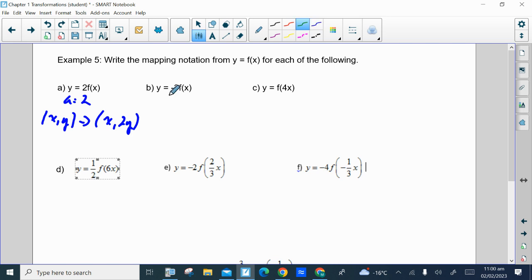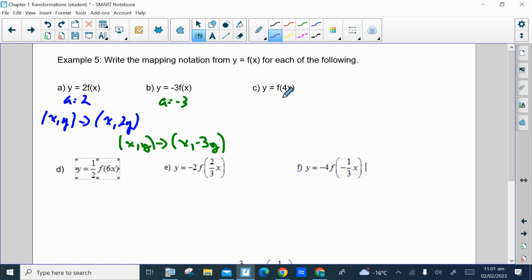For question B, you have an a value of negative 3. So that's going to cause 2 different transformations. It's going to vertically stretch by a factor of 3 and also reflect it over the x-axis. Those can be done simultaneously by multiplying the y values by negative 3. That will vertically stretch it and reflect it over the x-axis.